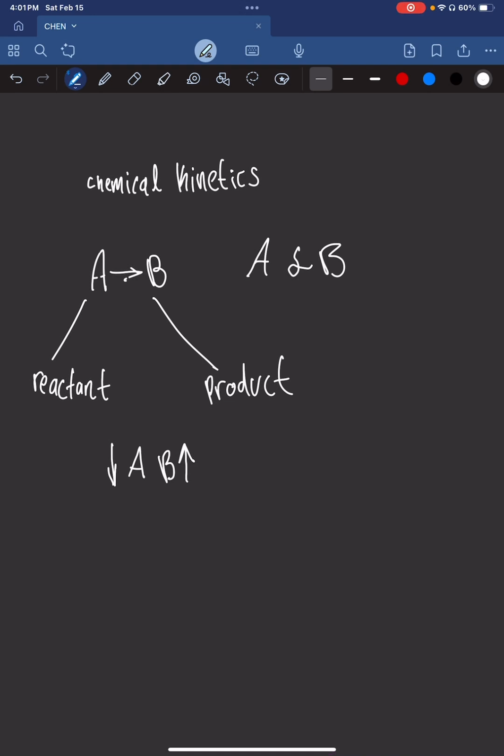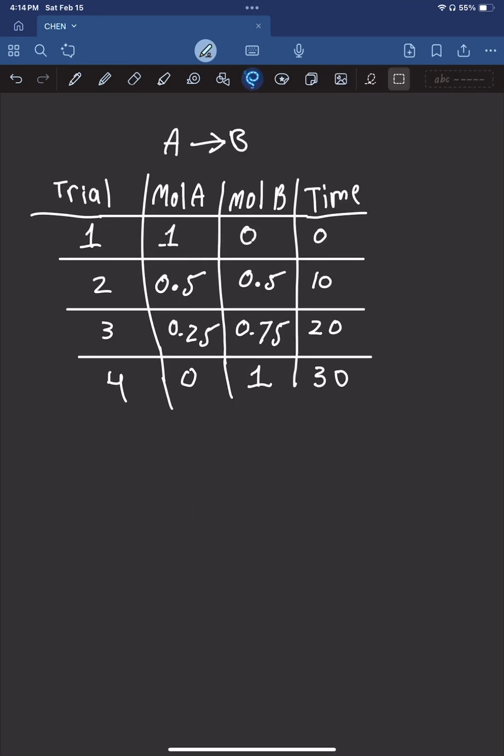We could denote this by the reactant always having a negative value, by the way, because we're losing it. And the product is always going to have a positive value. So the negative change of A in an amount of time, which is delta T, is always going to be equal to the positive amount of the product within an amount of time. So let's have an example, an easier way to visualize it.